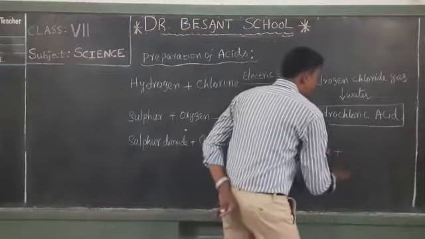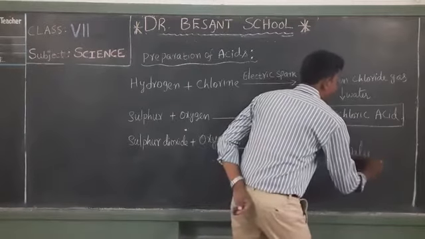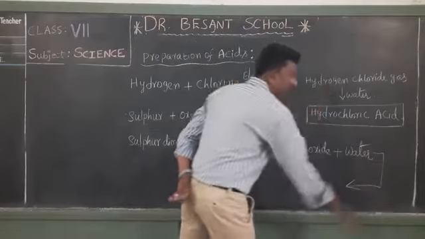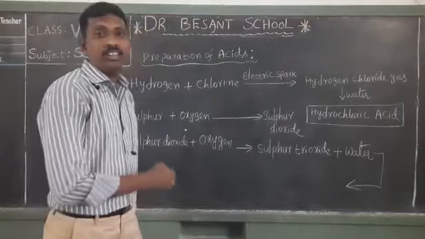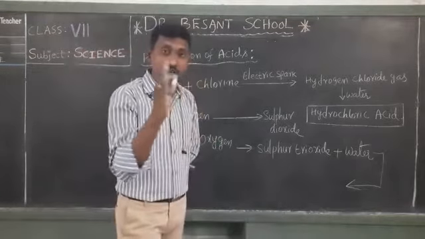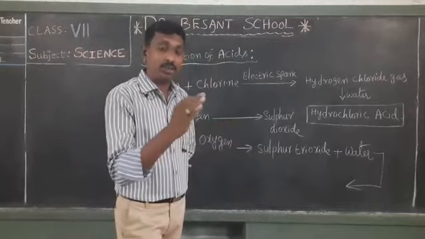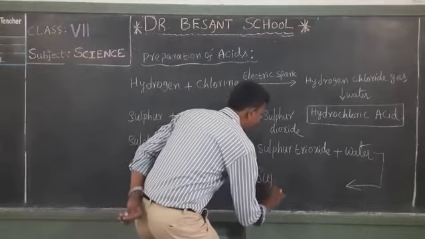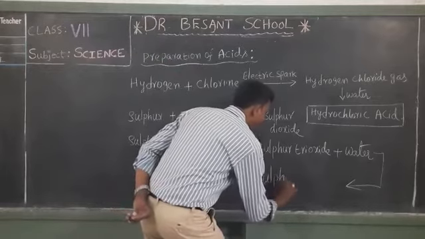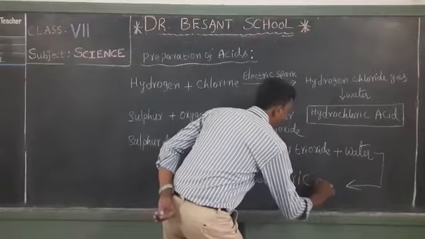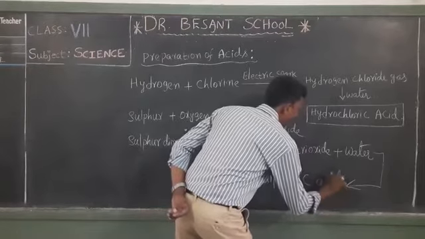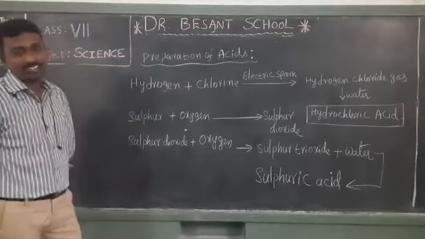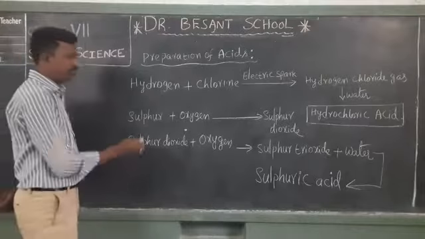When sulfur trioxide is dissolved in water, we get a substance that turns blue litmus to red, changes methyl orange to red, and phenolphthalein remains colorless. It is none other than sulfuric acid. I said in the earlier classes that sulfuric acid is called the king of chemicals. Very simple, just these two are enough.